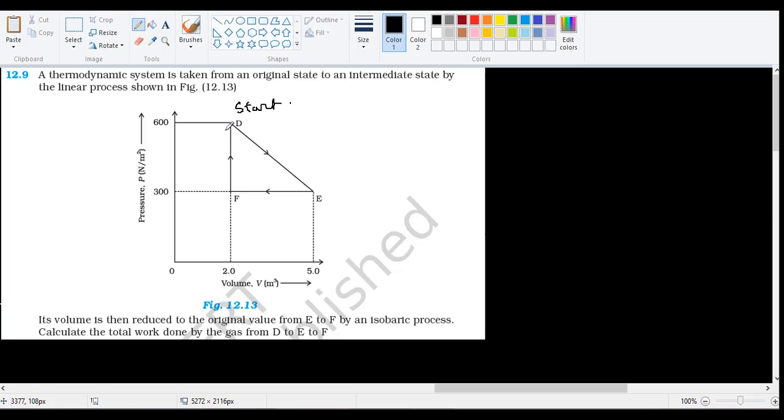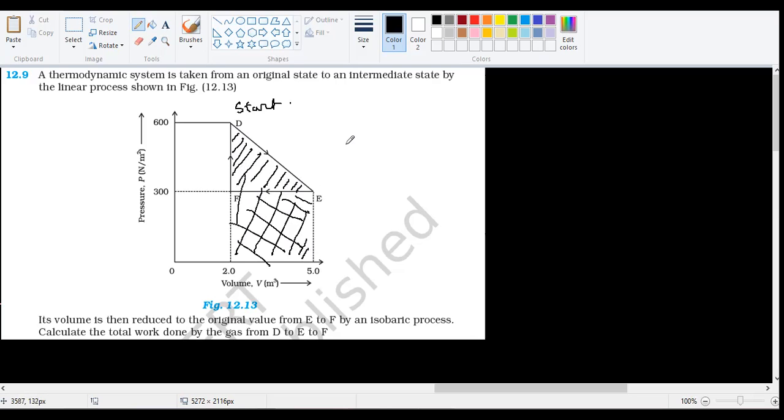Anybody getting any idea what the work done will be? It's the very first logic we studied in thermodynamics. The net work done will be equal to... nobody is studying. So the net area, the area of the loop, right? The work done by D to E will be this total area. The work done by E to F will be this area. Here I am getting work, here I am giving work, so I subtract this area from the total, and what remains is only this.